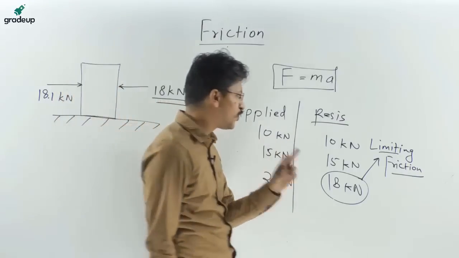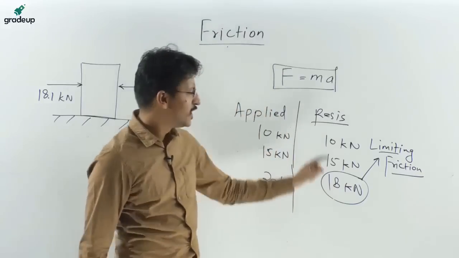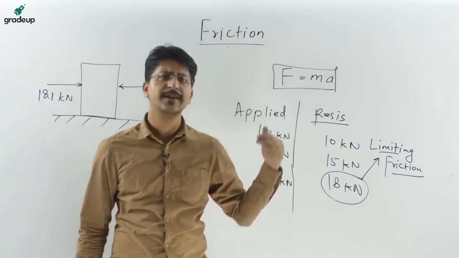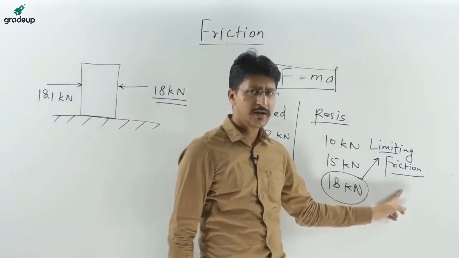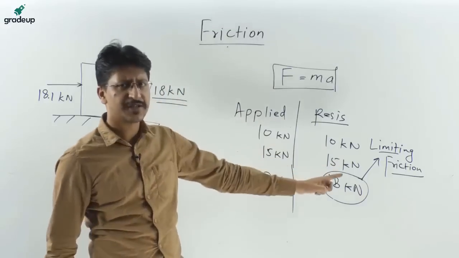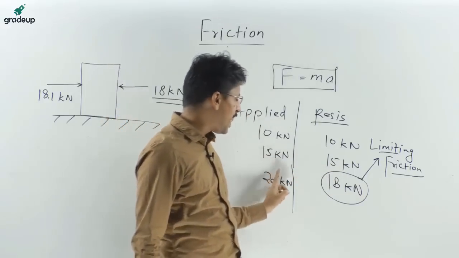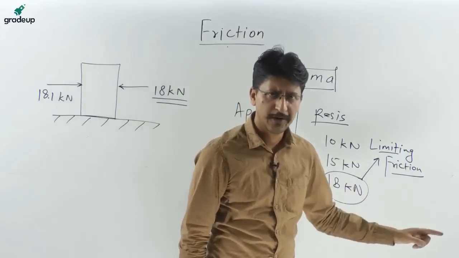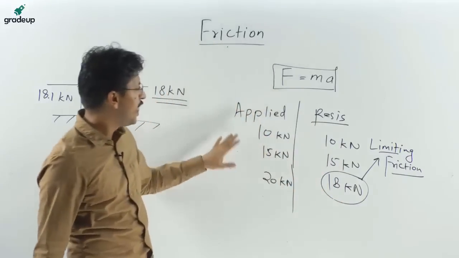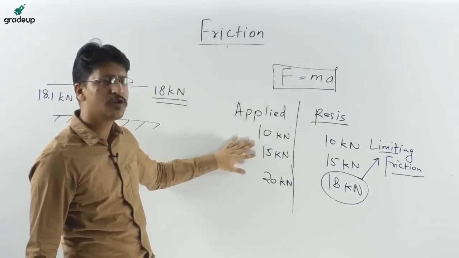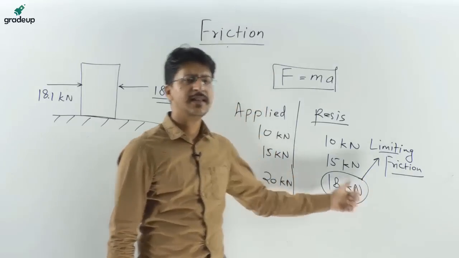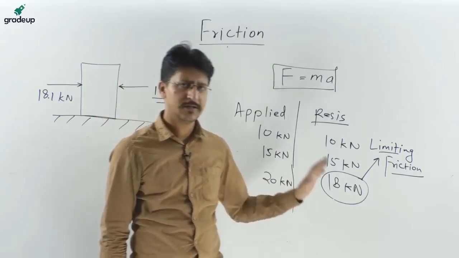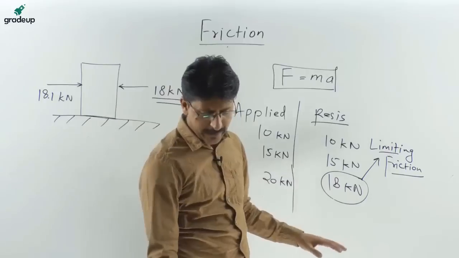There are 3 points I have said. The first: the highest value of the friction force at which the motion starts is known as limiting friction. The second: if the applied force is more than the limiting friction force, then the body will be in motion. The third: if the applied force is less than the limiting friction force, then the bodies will not move; there will not be any motion between the bodies. That should be clear.